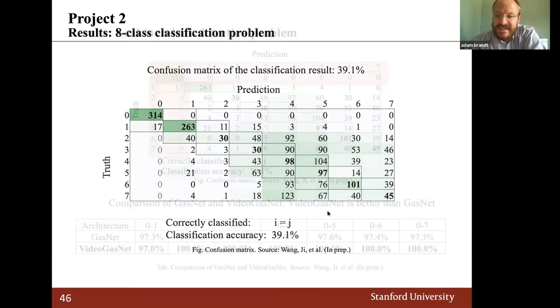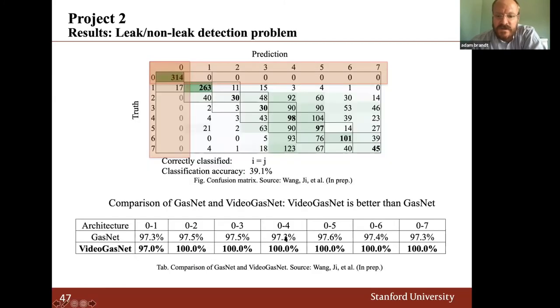It's really good at the 0, 1. So these were those numbers from that sort of creaming chart where it was getting better and better as the leaks got bigger and bigger. And video GasNet, the multi-frame one, goes to 100%. So that's kind of cool.